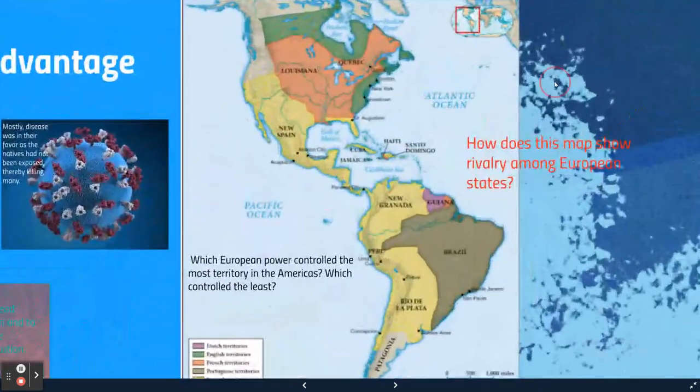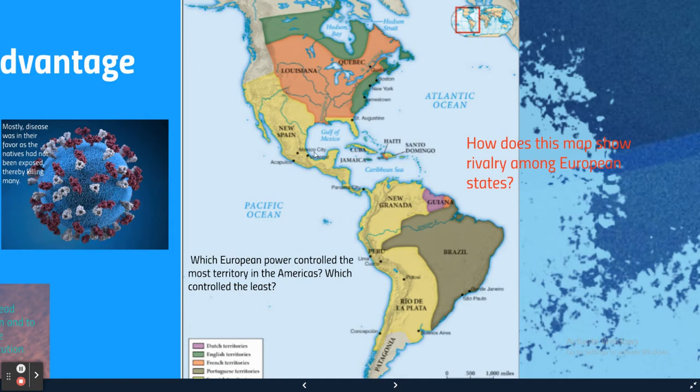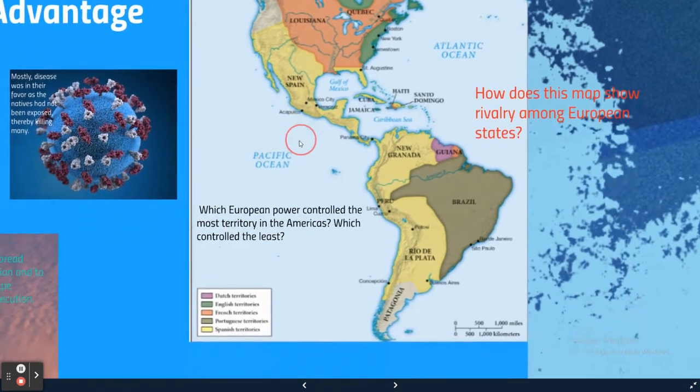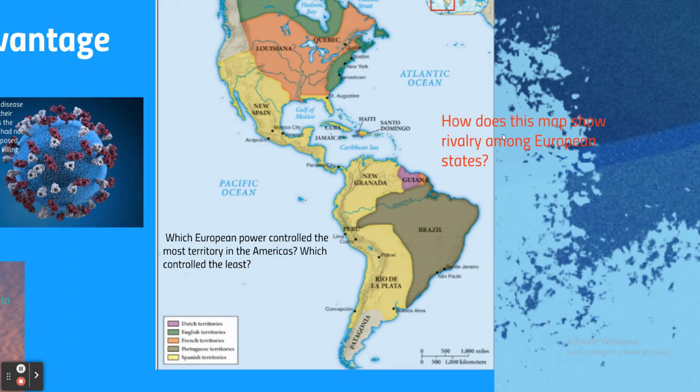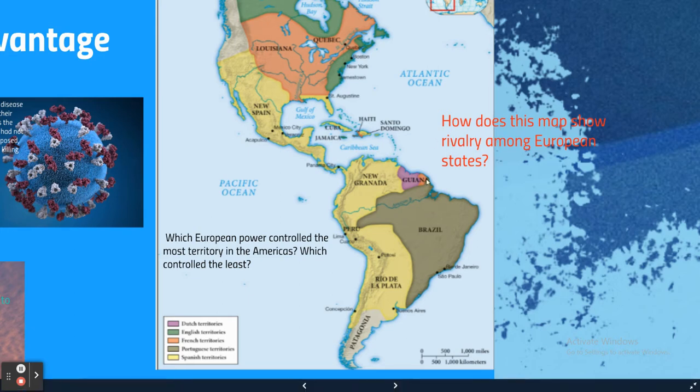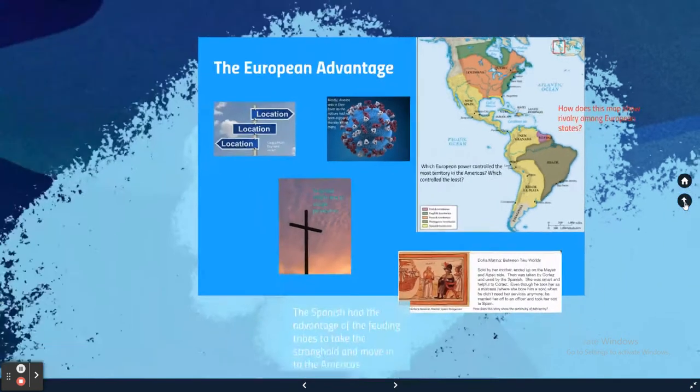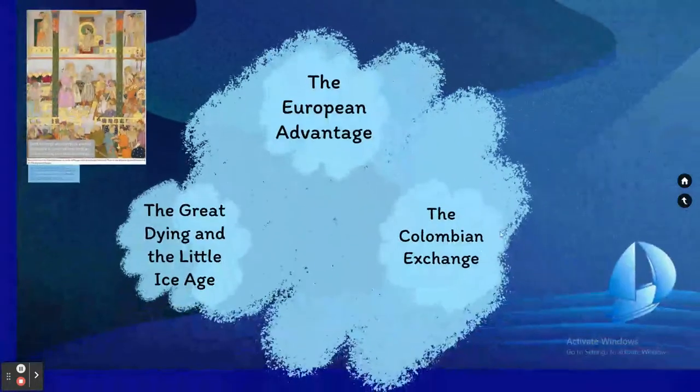So let's look at this map. Which European powers control the most territory in the Americas, and then which controlled the least? I think it's probably apparent that the Spanish owned the most and the Dutch owned the least, if we look at the key right here. And how does this map show the rivalry among the European states? So when we look here, we notice that there is not a gap. They went right up to each other. So they were fighting for every little square inch of land. And that shows that this rivalry was pretty strong between all of them.